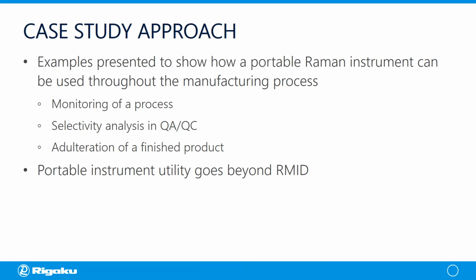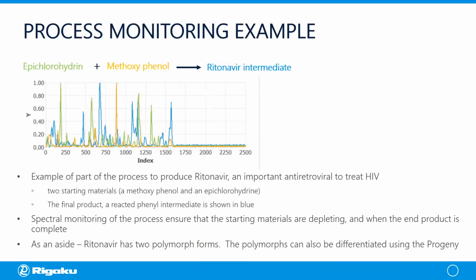We're going to look at the portable system in a number of different areas and just present quick slides on where they can be used. Then we're going to look at a little bit of a larger case study to address the issues of selectivity analysis, specifically for a QA/QC environment. And the first step we're going to look at is monitoring, for example, a reaction.